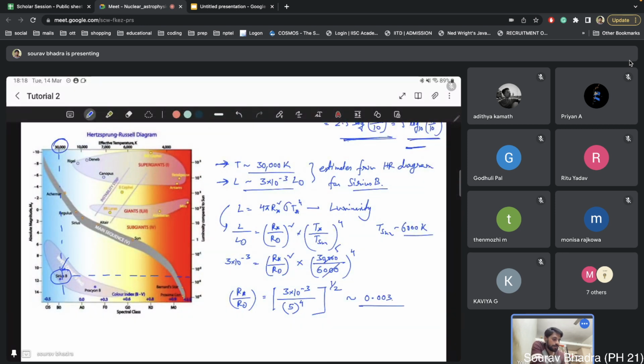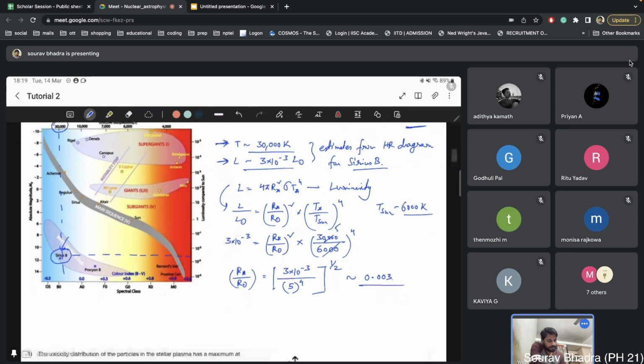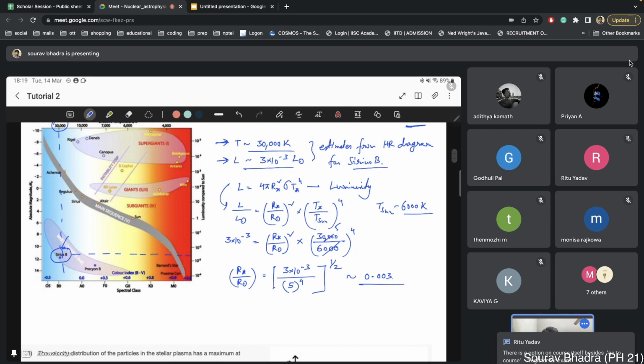So we have calculated the approximate radius of the white dwarf Sirius B by following only the HR diagram, that it is nearly 0.003 times the R sun. Now this we have got purely from the HR diagram.